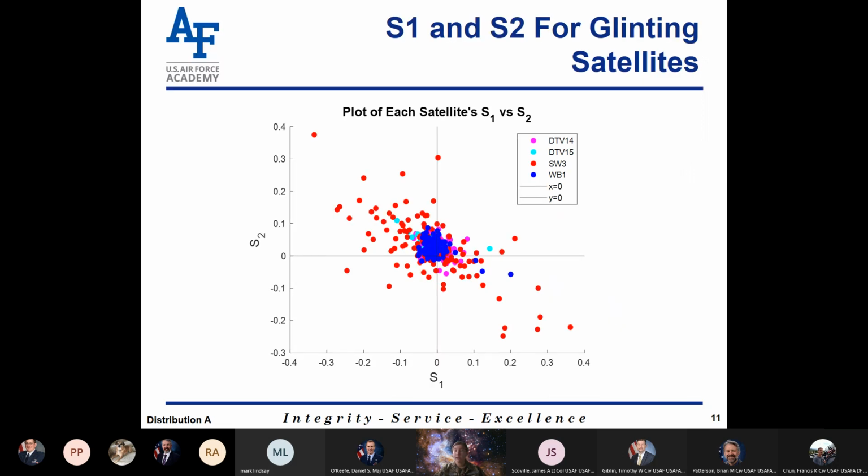To check this, we plotted the S1 and S2 for all 4 of these satellites on the same graph. As you can see, other than Spaceway 3, all the other glinting satellites were not polarized more than about 0.2 in any direction. This confirmed that Spaceway 3 appeared to be much more polarized than any other glinting satellite, which was a little bit suspicious to us.